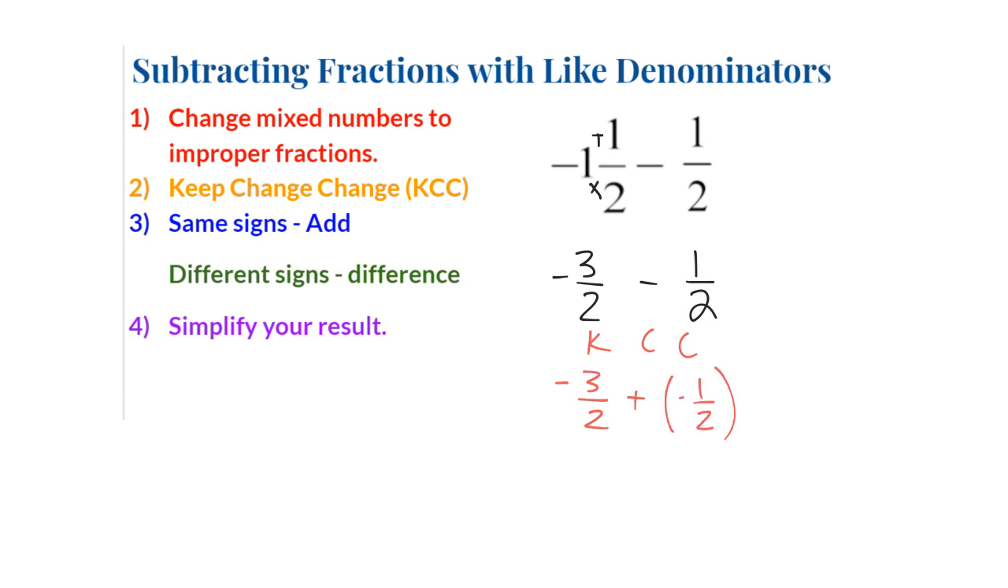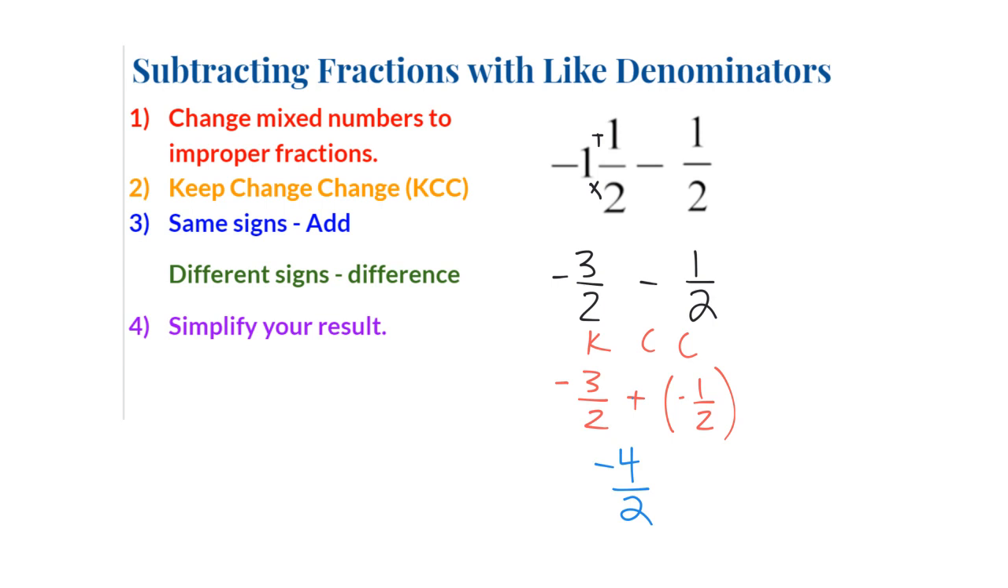The last step is I'm going to either, same signs add, or different signs find the difference. These are both same signs, so I'm going to add them. And again, remember, we're only adding the top number and keeping the common denominator. So -3 plus -1 is -4, and I'm going to keep the 2.